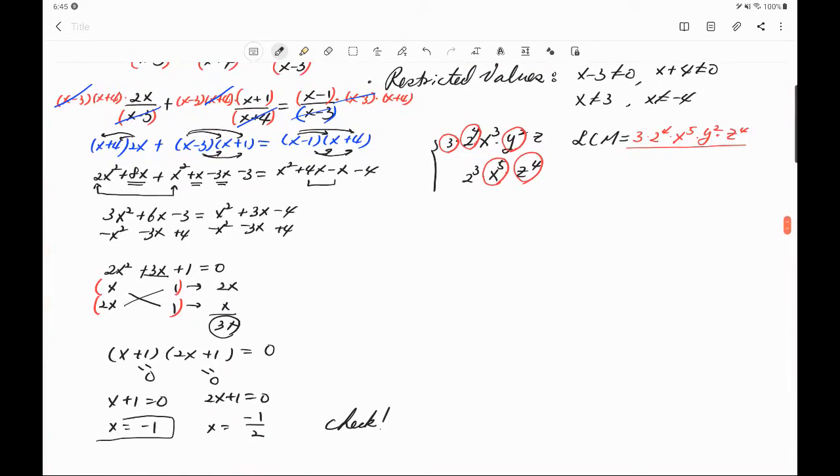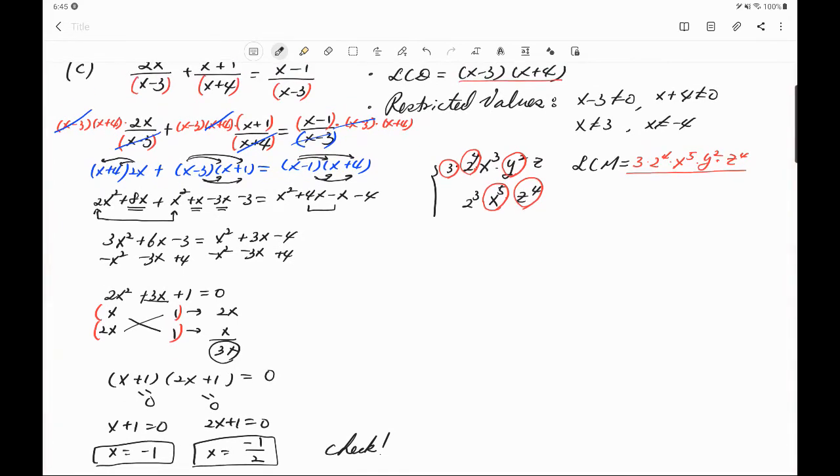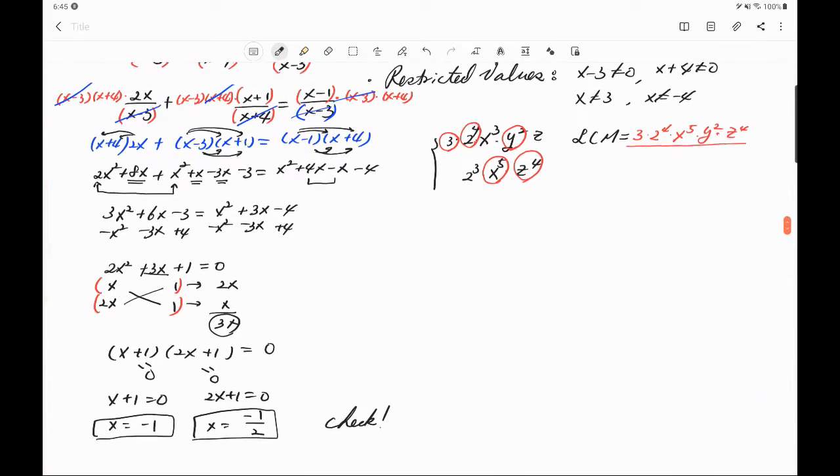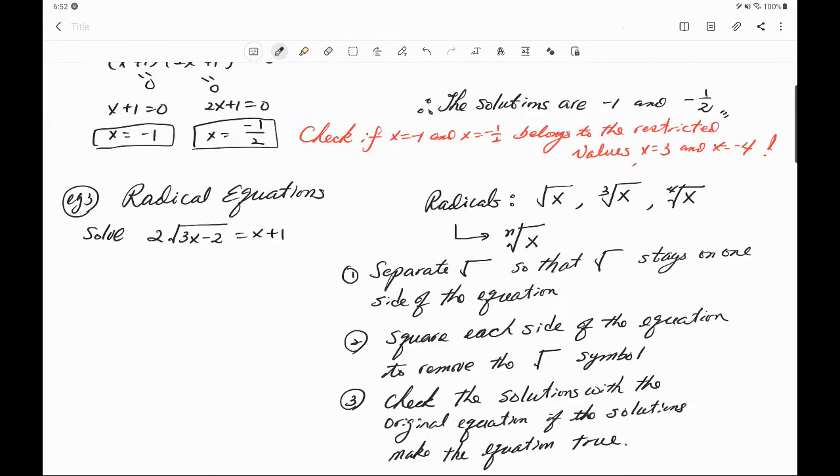So we have negative 1 and negative 1/2. These are not the restricted values, right? These numbers do not belong to 3 and negative 4. So yes, these two are the solutions in this case. All right. Therefore, the solutions are x equals negative 1 and negative 1/2.